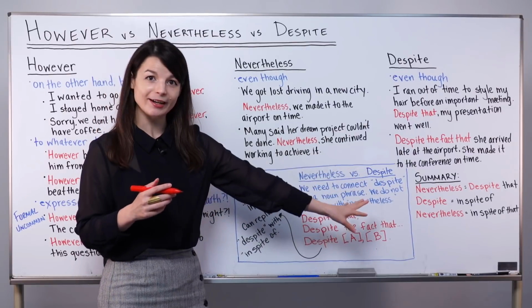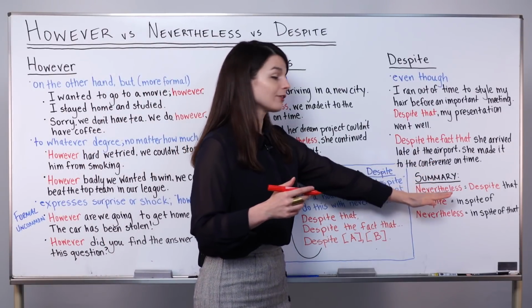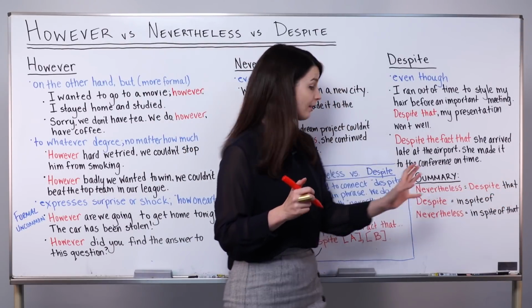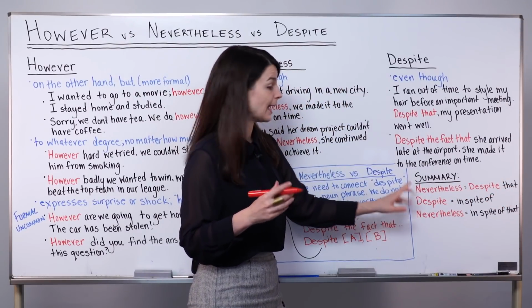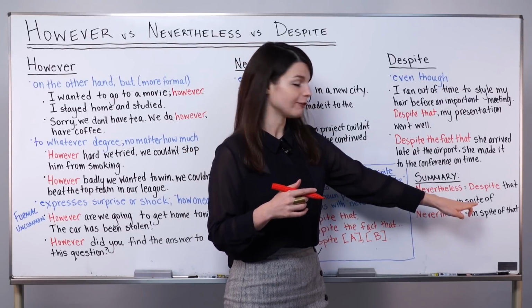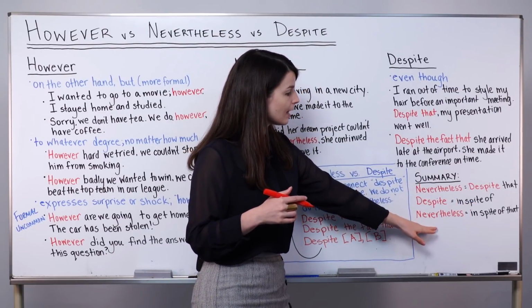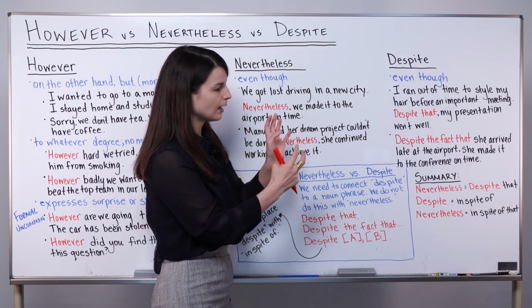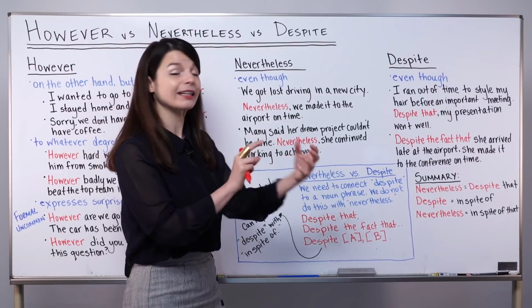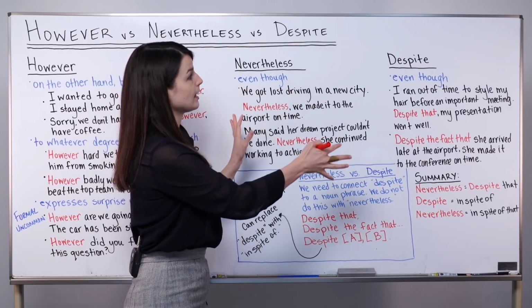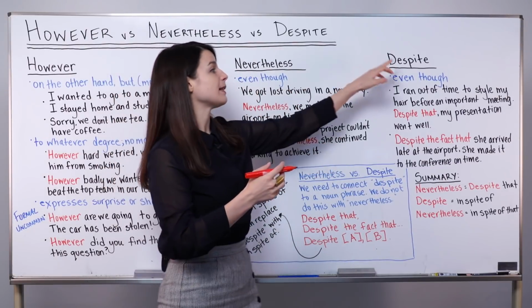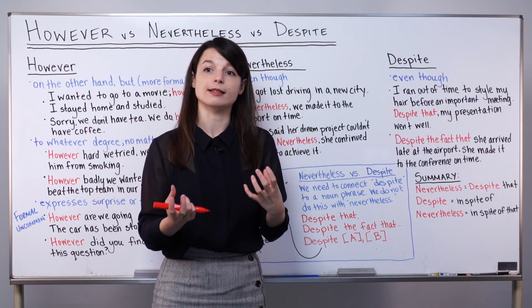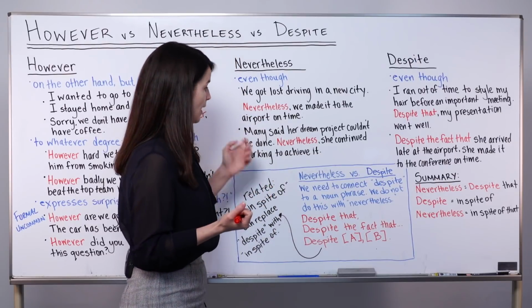So to summarize all of this over here, we can think of nevertheless like despite that. Then we can think of despite as equal to in spite of. And we can think of nevertheless as in spite of that. So these are kind of the equivalents, the things that are equal to each other when we're using these words. So yes, they all mean even though. They have the same meaning, but it's just that the way we make the sentence is a little bit different. So I hope that this helps.